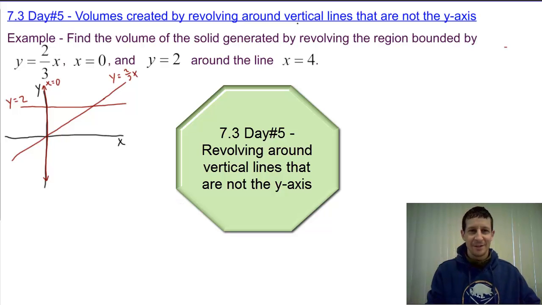We finally made it to the very last day of volume, so we're only going to do 5 different types. This last one, as you probably have guessed already, we need to revolve around vertical lines that are not the y-axis. We'll just do one example today that I already have set up.